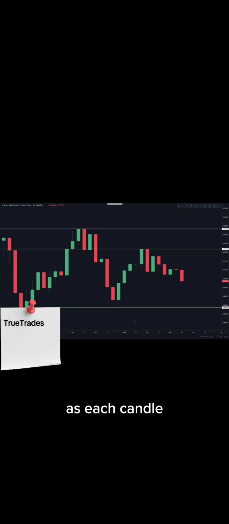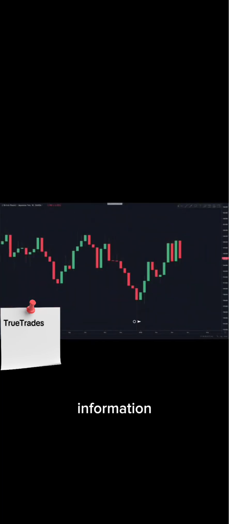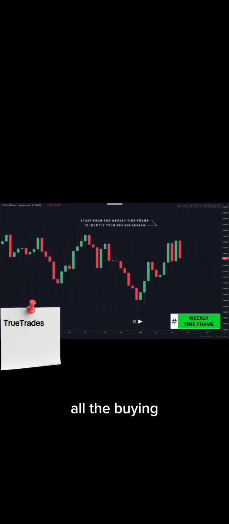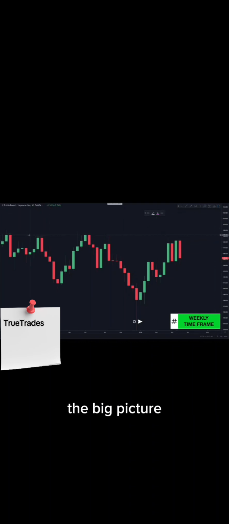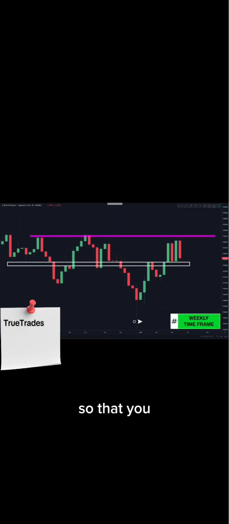Now let's do this from the top down again on another pair. So here's the pound yen, and again, starting from the weekly time frame. We want to identify our key weekly levels. Along the top, we first spot this obvious level of resistance, so we draw it in. Next, we spot this level here with multiple rejections, so we draw it in.